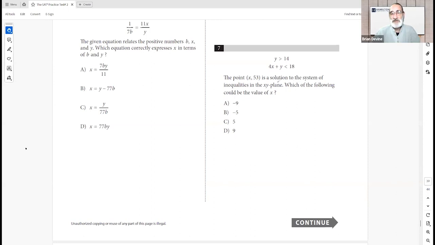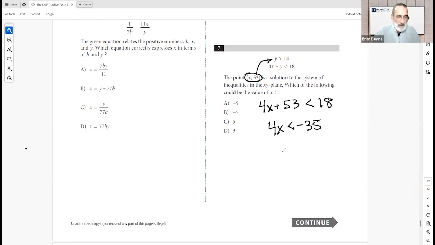Question 7. In question 7, we're given a system of inequalities, and they tell us that we have a solution. And I can see right away that y is definitely greater than 14. 53 is greater than 14. So I must have that 4x plus 53 is less than 18, because I can just plug that in for y. And so 4x must be less than negative 35. And x must be less than negative 35 over 4, which is negative 8.75.